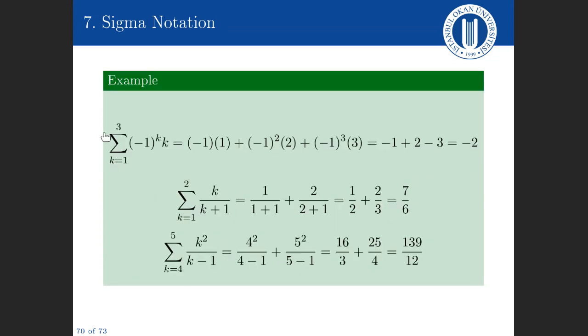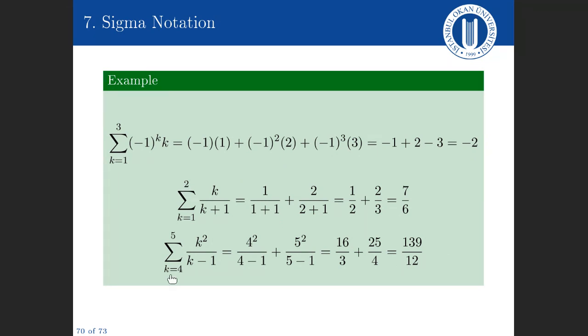The sum from 1 to 3 of minus 1 to the power k, k. I'll leave this for you to check. We get minus 2. The sum from 1 to 2 of k over k plus 1. We start using k is equal to 1, so that's 1 over 1 plus 1. And then we go to k is equal to 2, 2 over 2 plus 1. And then we finish, because 2 is at the top.